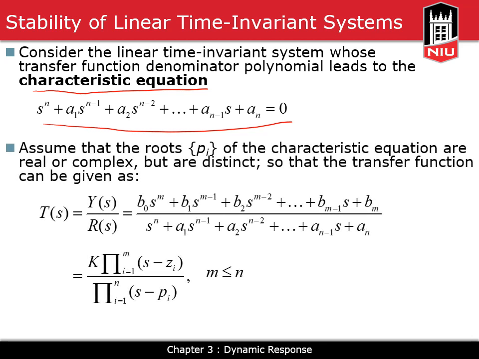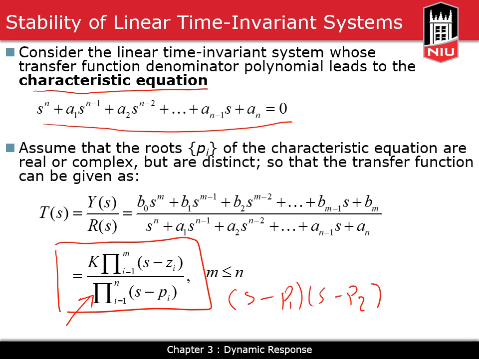Assume that the roots, which would be the poles, are distinct, either real or complex, but distinct. That means they're all different. We don't have repeated poles. In that case, we can rewrite our transfer function in this form at the bottom. This symbol means the multiplication. So basically the denominator here is equivalent to s minus p1 times s minus p2 times s minus p3 and so forth. So if we have n poles, we have n of those factors getting multiplied in the denominator.